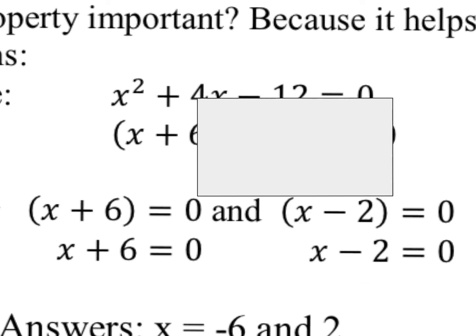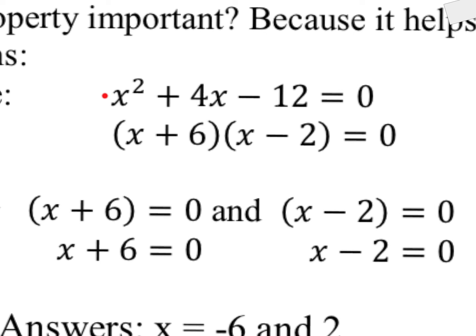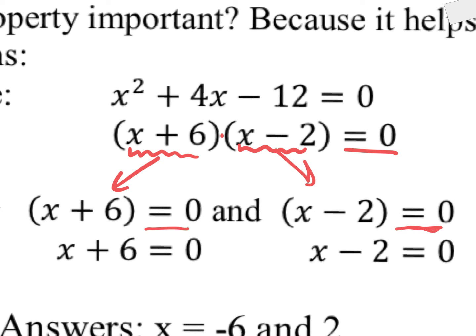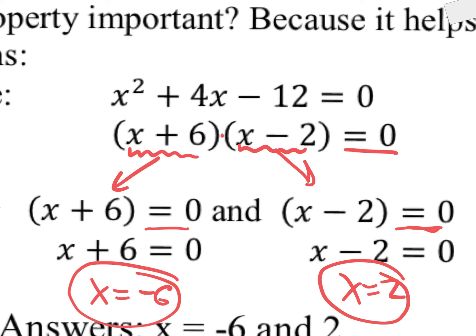So the reason why we factor is we recognize, oh, the a value is 1. I could set up parentheses, x, x. What times what is negative 12 that if I combine together is 4? You go through that process. You get 6 and negative 2. The reason why we factor is so we could end up with something times something equals 0. That means that that first something could be equal to 0, and the second something could be equal to 0. And then you have two simple equations that you could solve and get your two answers immediately. Your answers will be x equals negative 6 and x equals positive 2.